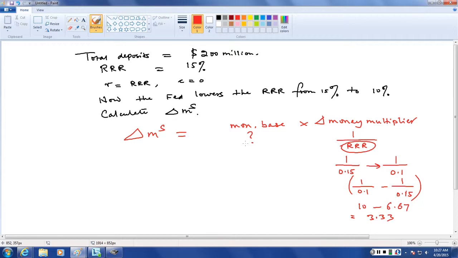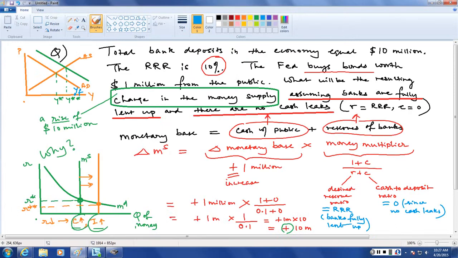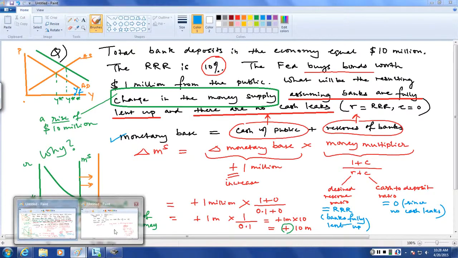So what's the monetary base? What's the monetary base defined as? Remember in our previous slide, we said that the monetary base was this statement here. The monetary base is cash with the public plus reserves of banks, right? Now, since the cash to deposit ratio is 0, cash with the public is actually 0 in this story. It's all reserves, right? So let's go back to the other slide here.